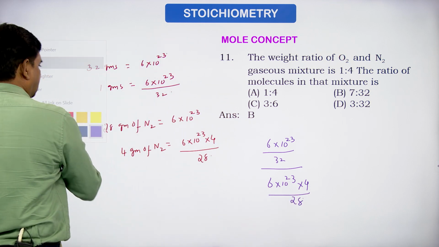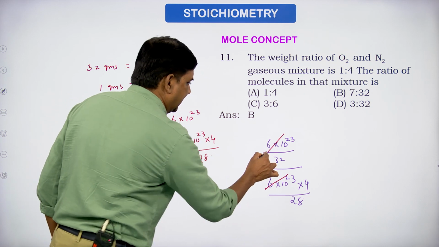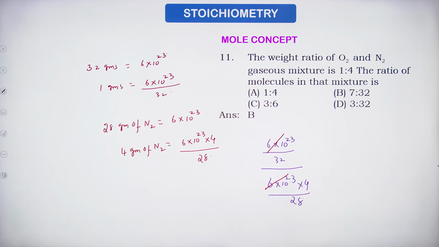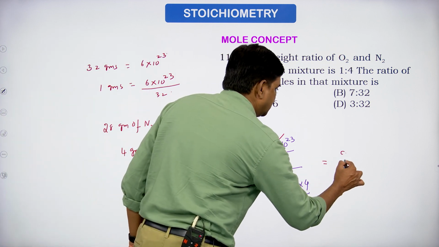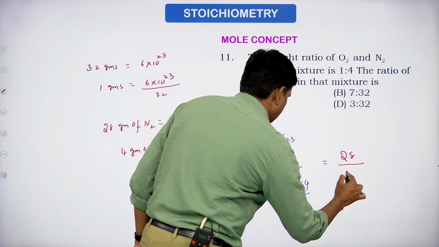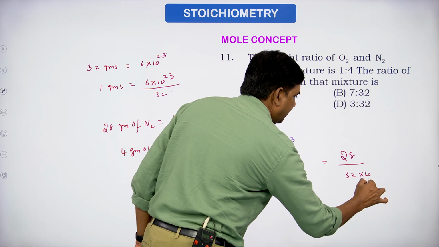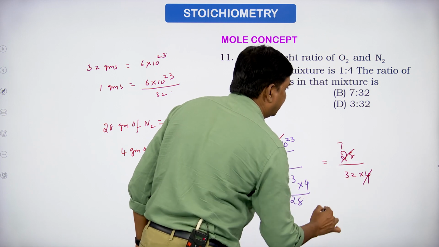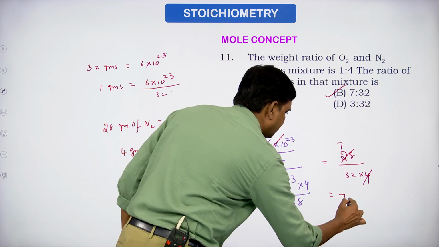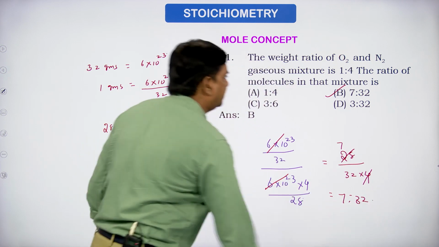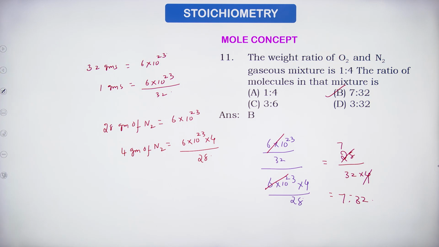How do you do this, students? This will get cancelled, and this will become 28 by 32 into 4, and this is equal to 7. So 7 is to 32. Very simple.